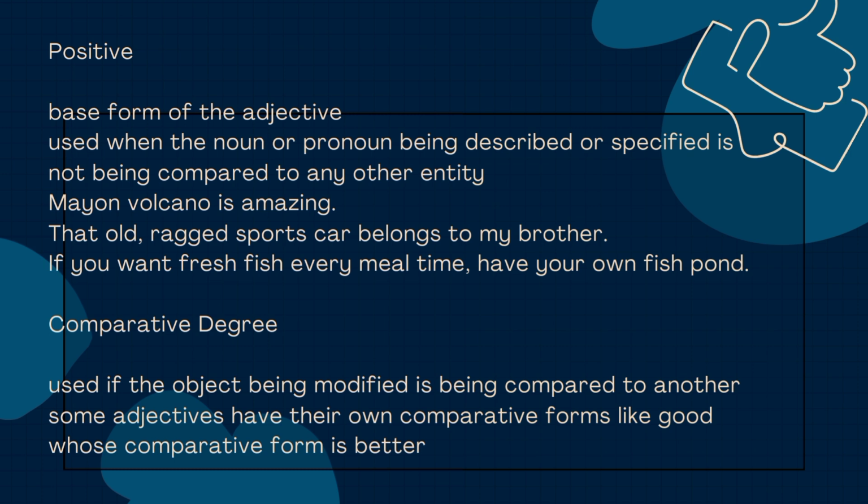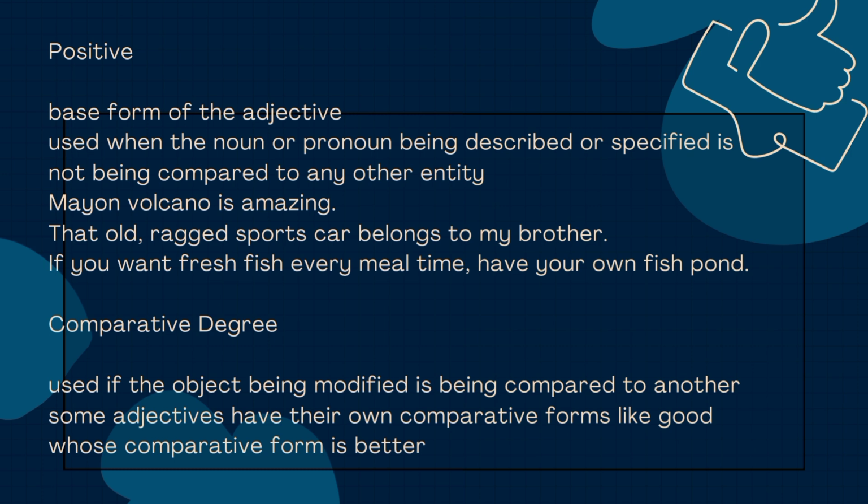Comparative degree used if the objective being modified is being compared to another. Some adjectives have their own comparative forms like good, whose comparative form is better. Ito naman ay mga uri ng may higit sa isang pantig. Gumagamit ito ng mas at pinaka. Halimbawa nito ay mas maganda. Ito naman ay napapaloob sa comparative. At pinakamaganda. Ito naman ay sa superlative.